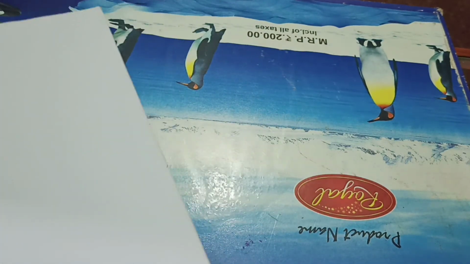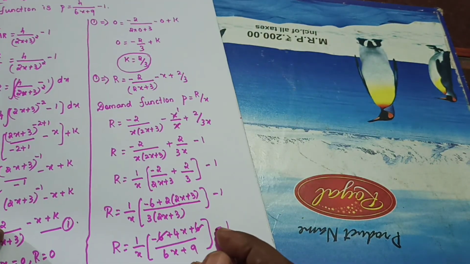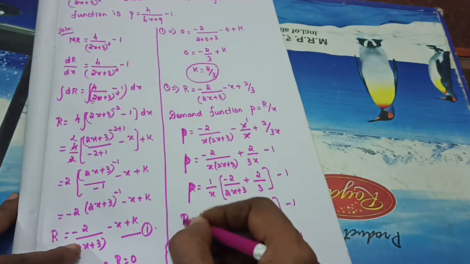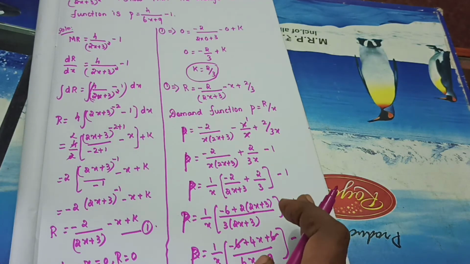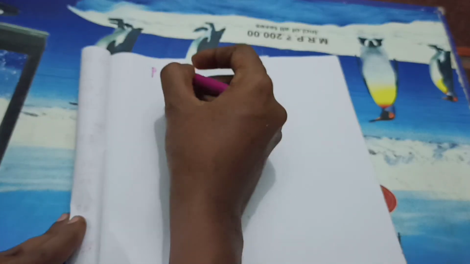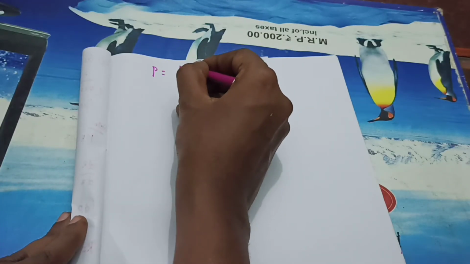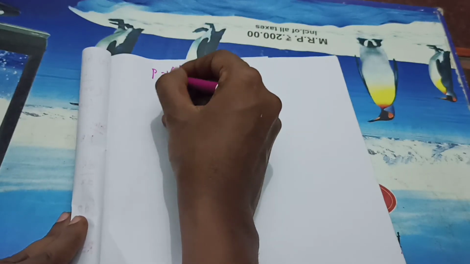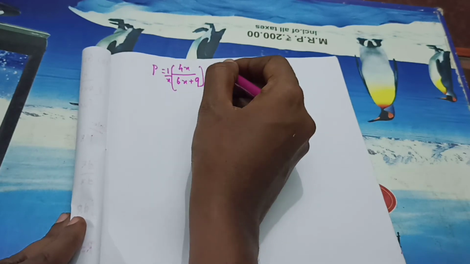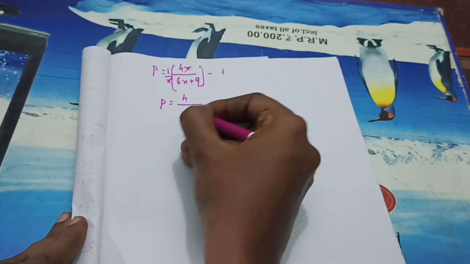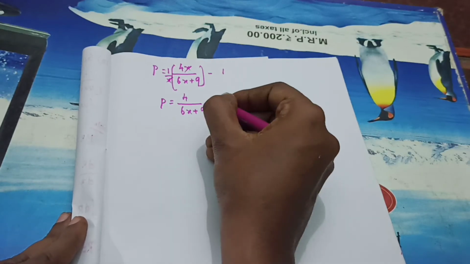It's not R, it is P. Okay, ma'am. So cancel. So what's the balance? P is equal to 4x divided by 6x plus 9. Outside, 1 by x is there, minus 1. So this x and x will get cancelled. So P is equal to 4 by 6x plus 9 minus 1.